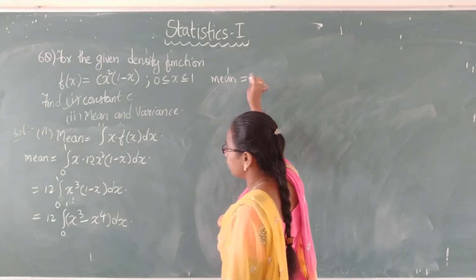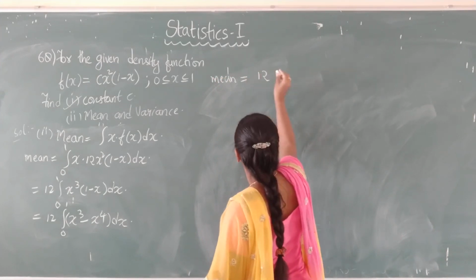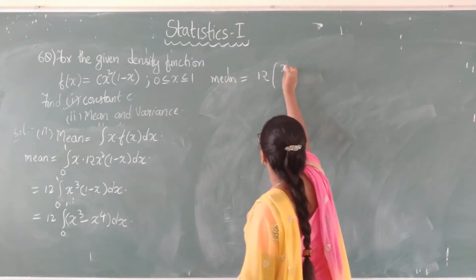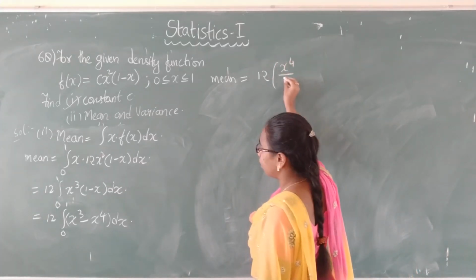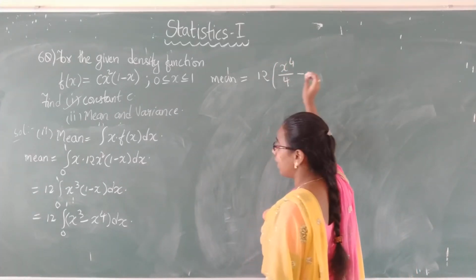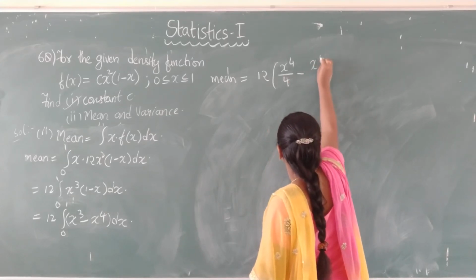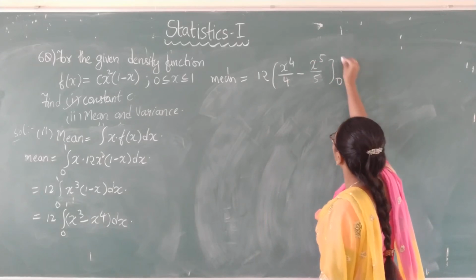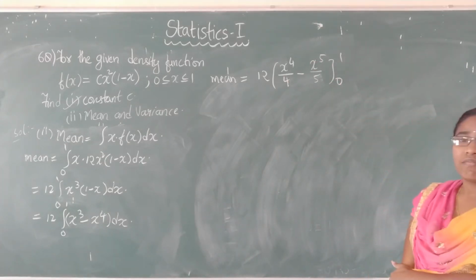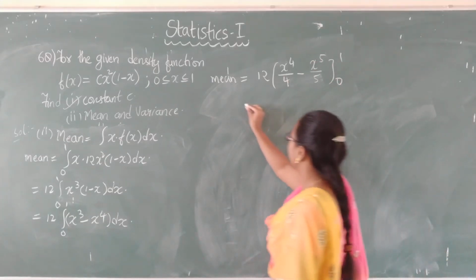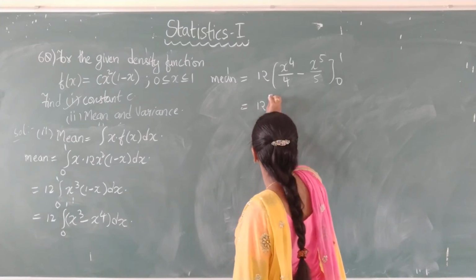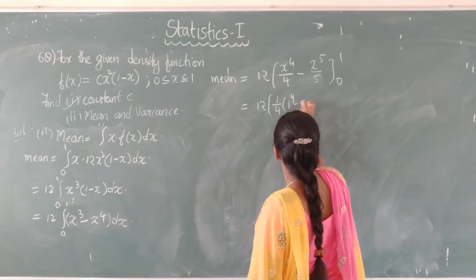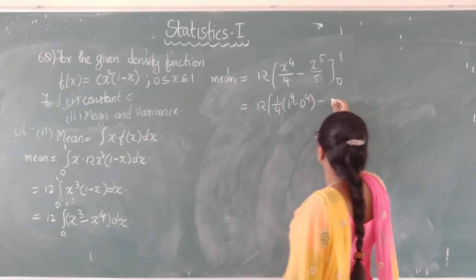Mean is equal to 12 into integral, where the integration of x cubed is x power 4 by 4, minus the integration of x power 4, which is x power 5 by 5, within the limits 0 to 1. Now in the same way, apply the limits. 12 into 1 by 4 into 1 power 4 minus 0 power 4.